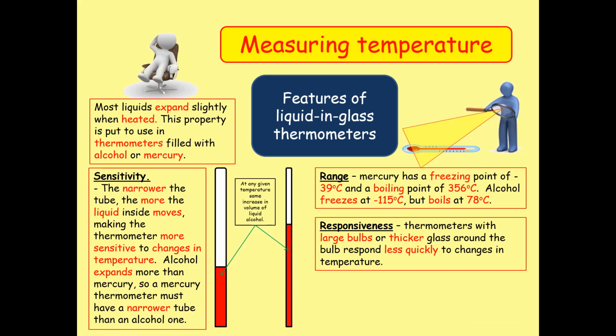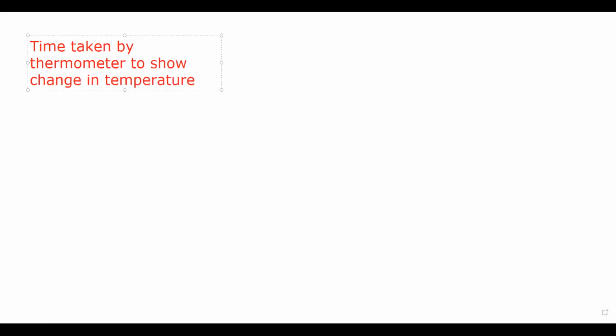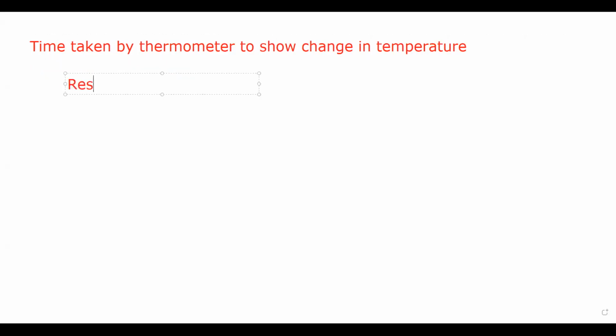Responsiveness or quick acting. What is the meaning of responsiveness or quick acting? It refers to the time taken by a thermometer to show a change in temperature. So the time taken by a thermometer to show a change in the temperature refers to responsiveness, or we can also say quick acting.